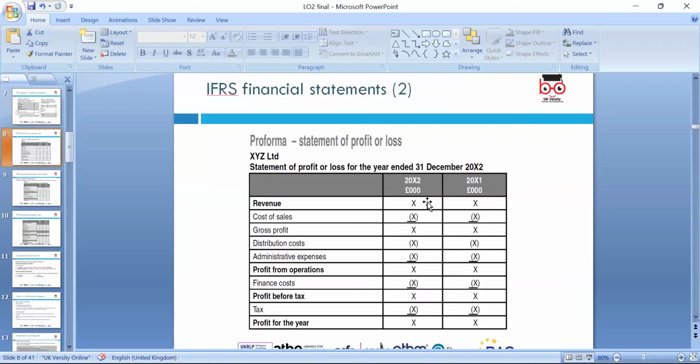We discussed in the last lesson the qualitative characteristics of financial information. We should have two years of comparative figures. For distribution costs, we can add them and allocate the costs and expenses, and the major heading, administrative expenses, that we can charge to distribution.